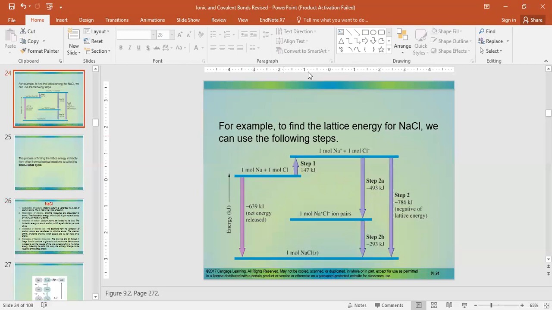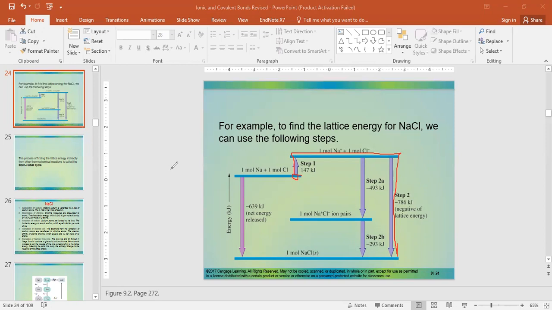Now, what we are interested in is this route. From here, we move here, we move here, and we move here. That is actually the Born-Haber cycle. We are following the thermochemical equations and the steps that are followed so that we can determine how much energy we get from the whole process.